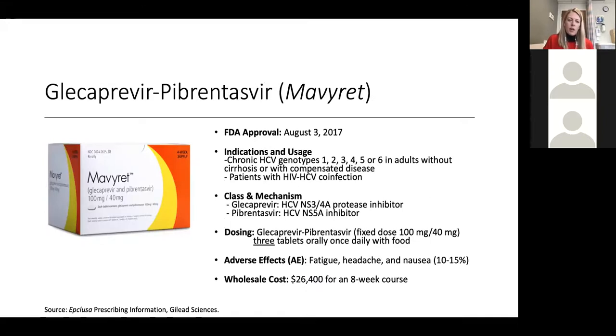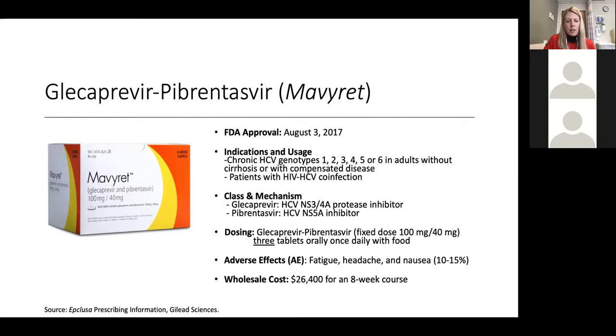The other drug that we use a lot here in Washington State, because it's preferred by Washington State Medicaid, is Mavyret, or glecaprevir pibrentasvir. This is produced by AbbVie and has a lower wholesale cost of just about $26,000 for an 8-week course, but still incredibly expensive. It is also pangenotypic. This is a drug that you give 3 pills once a day, usually for an 8-week course, although sometimes if we're treating someone with cirrhosis, we oftentimes extend to a 12-week course.